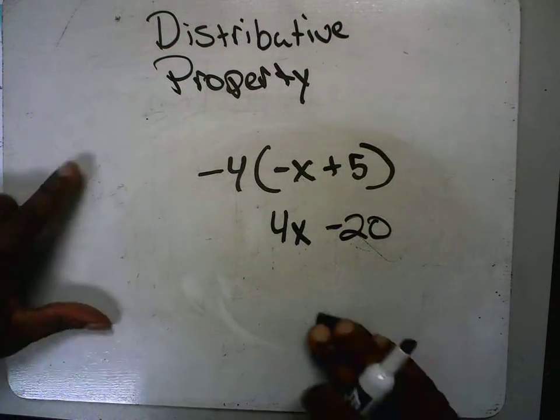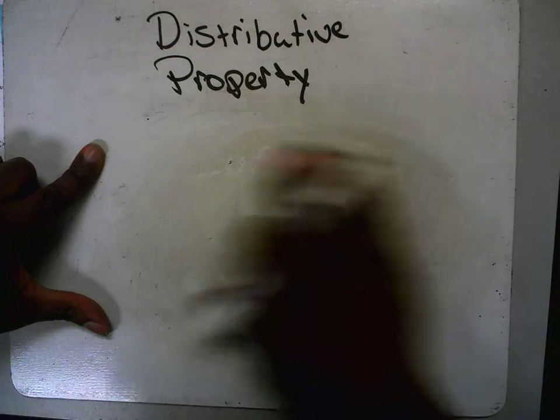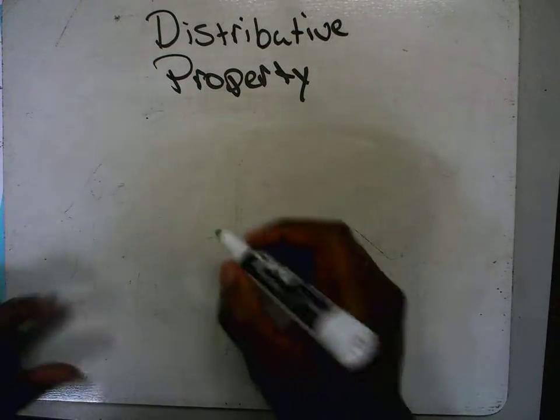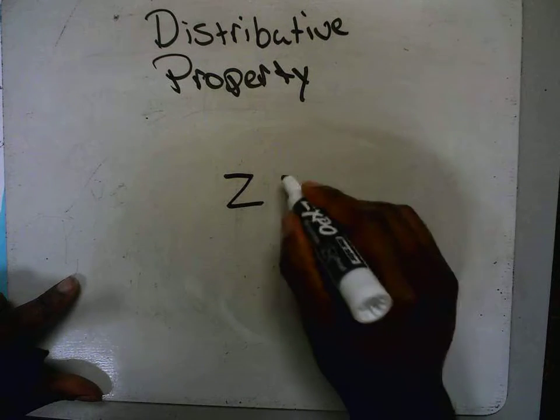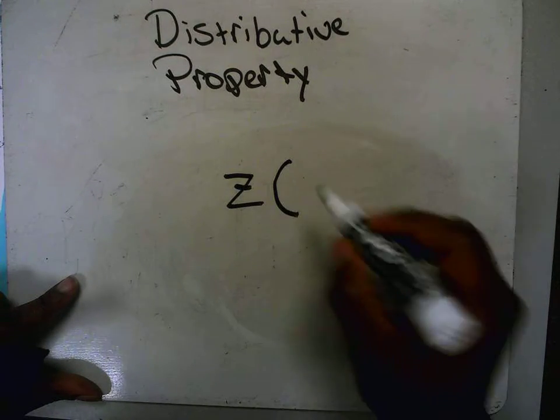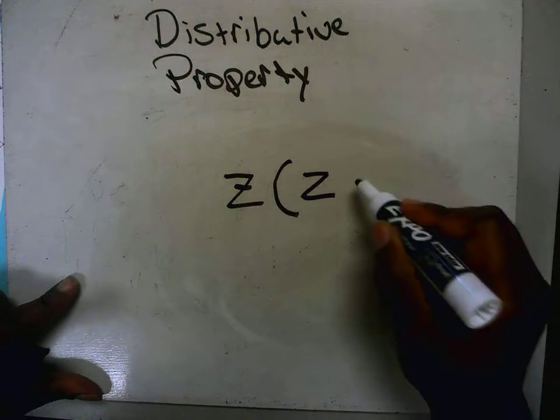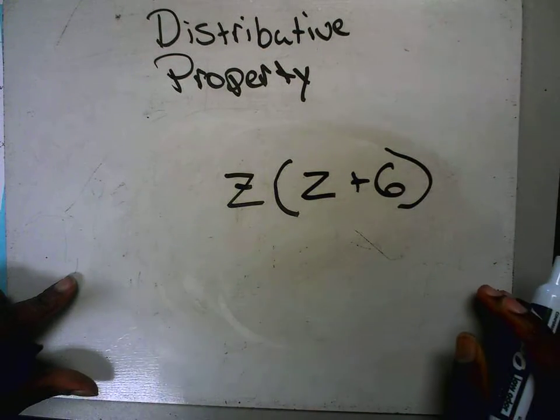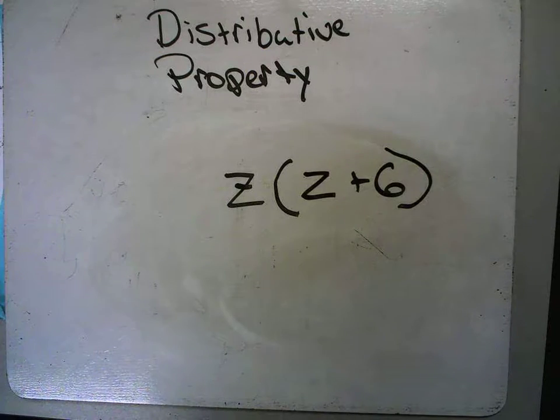Alright, so let's see what happens when we multiply by a variable. So let's say we have z, that's a z and not a 2, I know my handwriting, times z plus 6. How would we go about doing this? We're going to use our same principle.